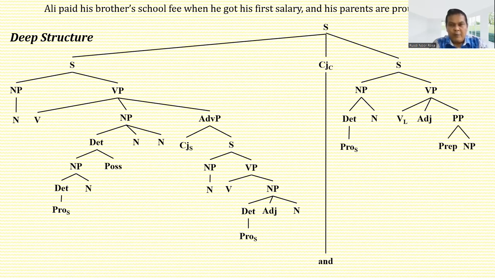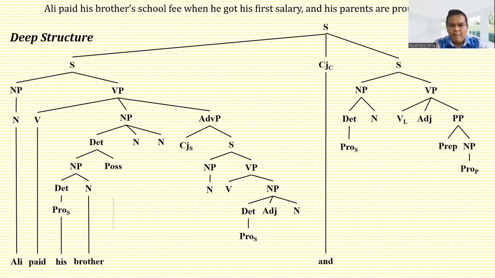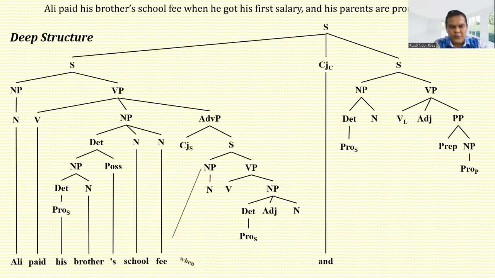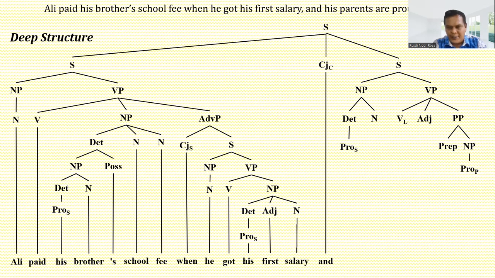Now, we explore the elements or the constituent of the PP or prepositional phrase. As usual, PP is composed of preposition plus noun phrase, or prep plus NP. And the NP here is represented by the personal pronoun. Okay, now you see we have labeled all the constituents of the sentence, and now we see each of the words that compose the sentence. What is it? Okay, Ali paid his brother's school fee when he got his first salary.